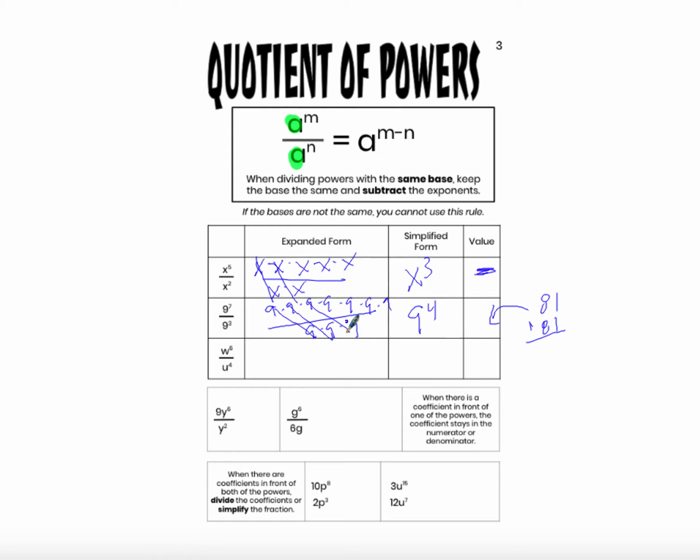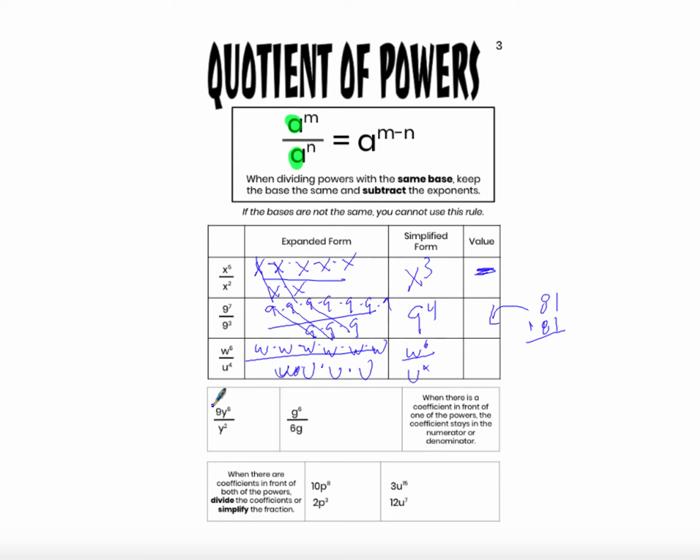No value for 8 to the 3rd. Again, different bases. That would be w times w times w times w times w times w, divided by u, divided by u, divided by u, divided by u. Well, I guess I shouldn't say it like that. 6 w's divided by u times u times u times u. I can't cross out any of those pairs. W divided by u does not equal 1. So w to the 6th divided by u to the 4th is just simplified as the original expression.